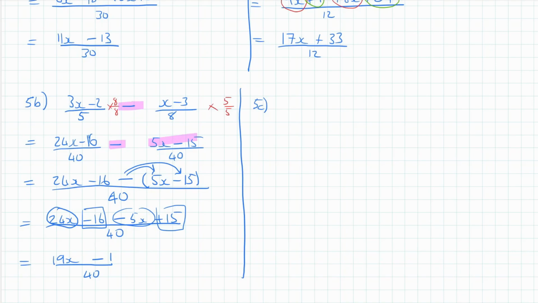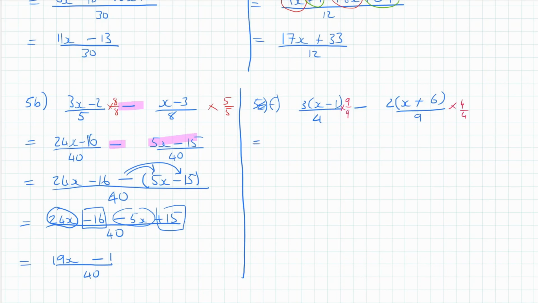Okay, no, maybe I'll do f, because f looks a little bit more complex. So we'll do f. So we've got 3 bracket x minus 1, and that's all over 4, and I'm subtracting from that 2 bracket x plus 6 all over 9. Now, I'm going to cross multiply these, I think. I'm going to cross multiply this by 4 over 4.